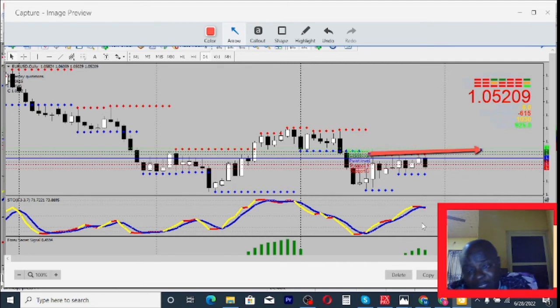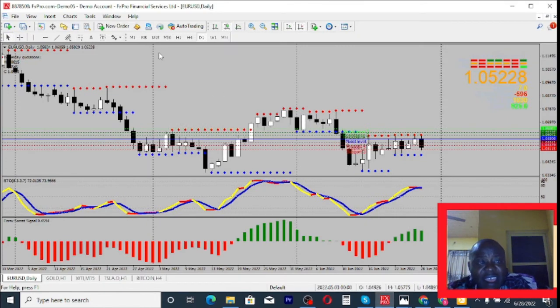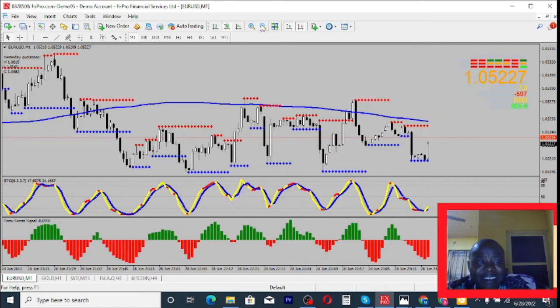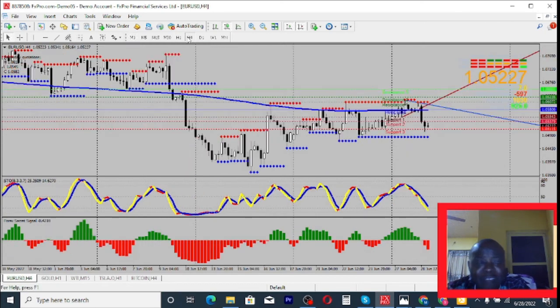Now, when we resume tomorrow, what we need from a shorter time frame is a retracement of this smaller time frame. Probably we are going to be looking at a retracement from 1 hour. Let's look at 4 hours. Now 4 hours is also down.